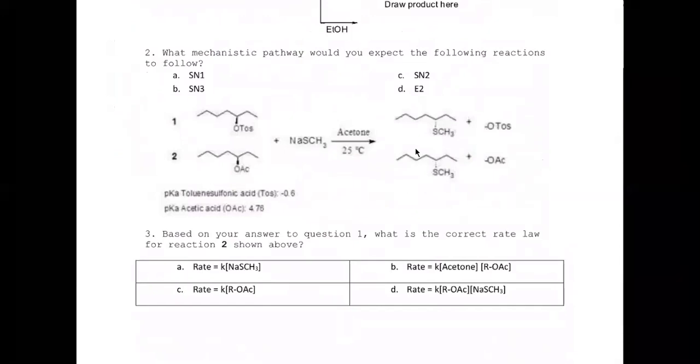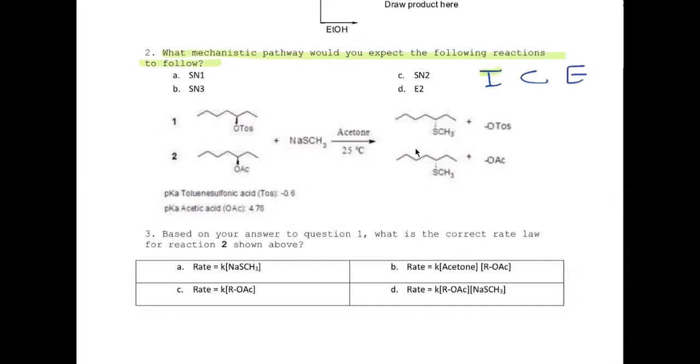So if we look at the two reactions at the bottom, let's see if we can figure out what's going to happen. The first question asks, what mechanistic pathway would you expect the following reactions to follow? It's kind of redundant, but it's okay. What do you think? So let's do the ICE method. We identify, we characterize, and then we execute.